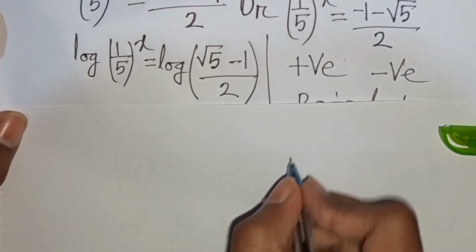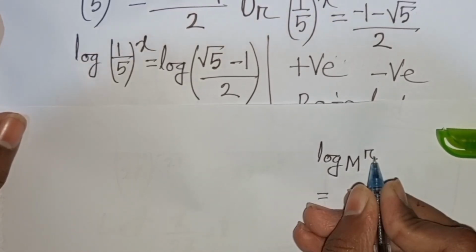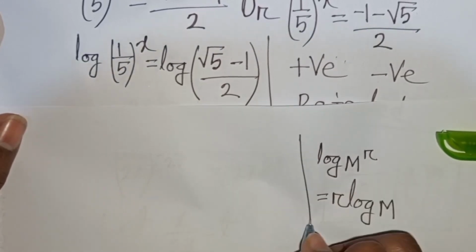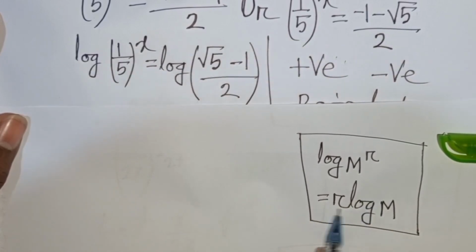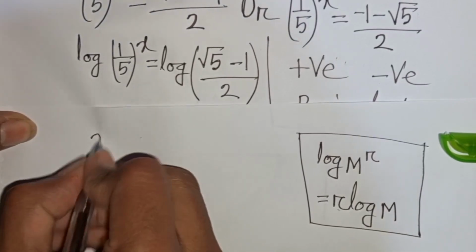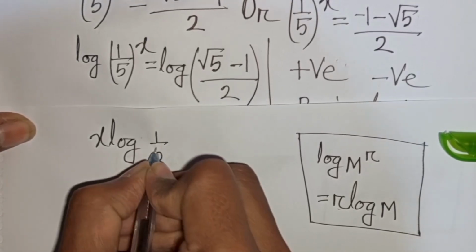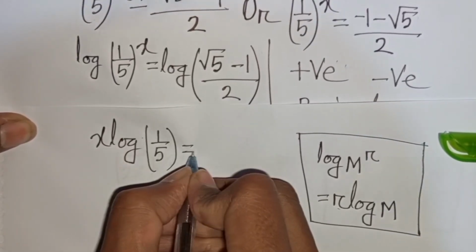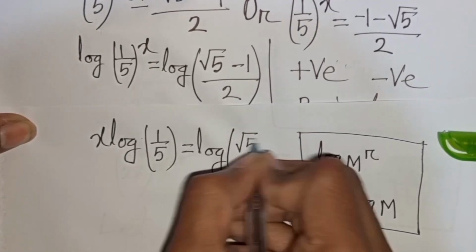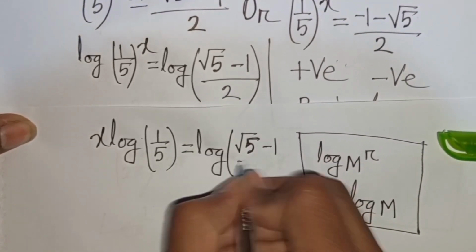Now here you can apply the rule that log m power r is equal to r log m. That means this power r moves to the front. So according to this rule, this power x will move to the front. So you can write here x log 1 by 5 is equal to log of square root of 5 minus 1 over 2.